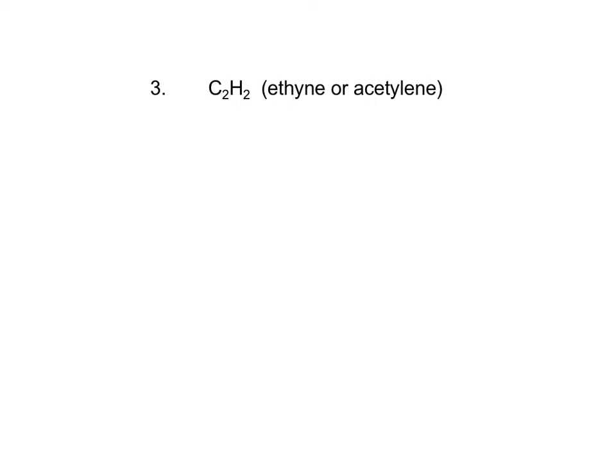Okay, next example is C2H2. This one, because it's linear, the Lewis structure looks the same as the VSEPR structure. Here we see that the hydrogen-carbon-carbon bond angle is 180, and then the carbon-carbon-hydrogen is 180 as well. So it's linear.